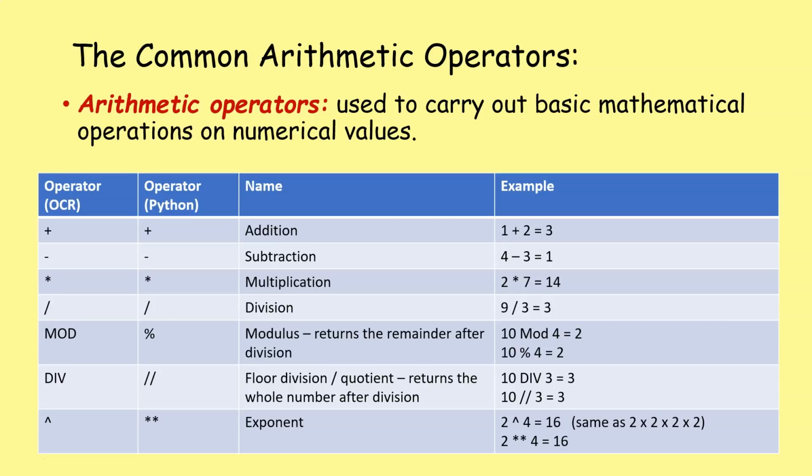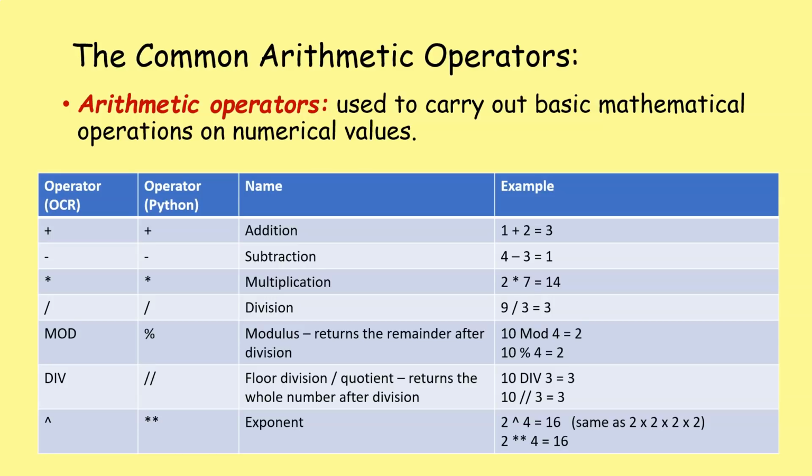Now we have the mod operator, which is a percentage sign in Python. This is modulus. It returns the remainder after a division. 10 mod 4 is 2, because when we divide 10 by 4, we have a remainder of 2. And then we have div, or a double slash. This is floor division, or quotient, or integer division, however you want to call it. This returns a whole number after division. Basically, it tells you how many times one number fits into another. 10 div 3 equals 3, because 3 goes into 10 3 times.